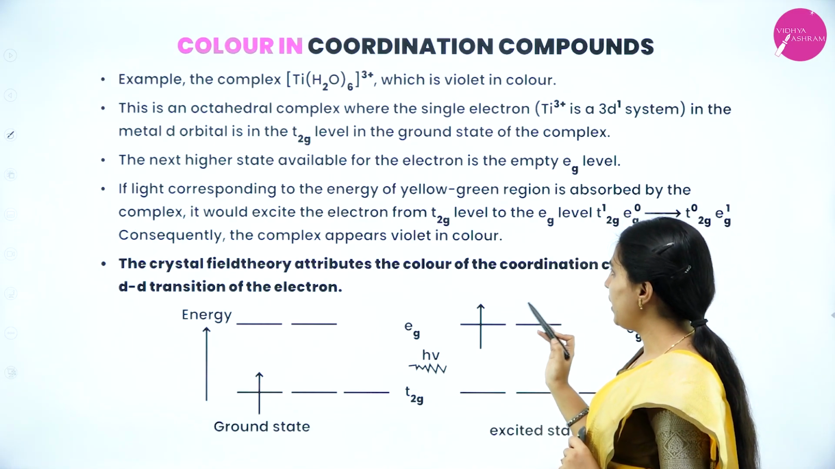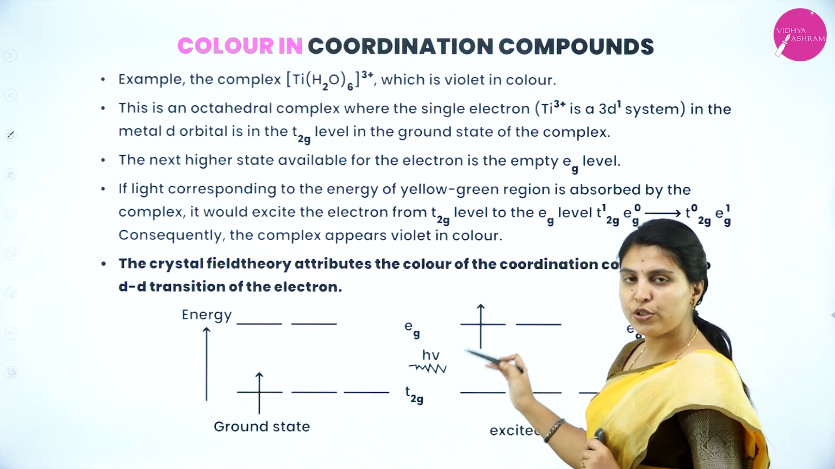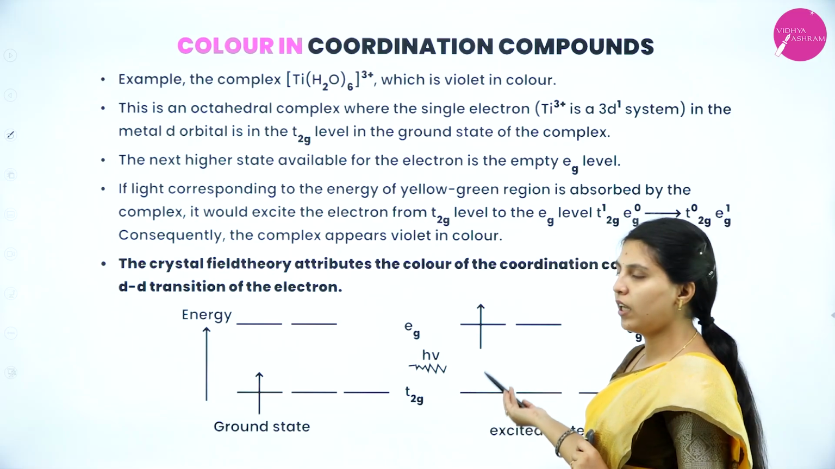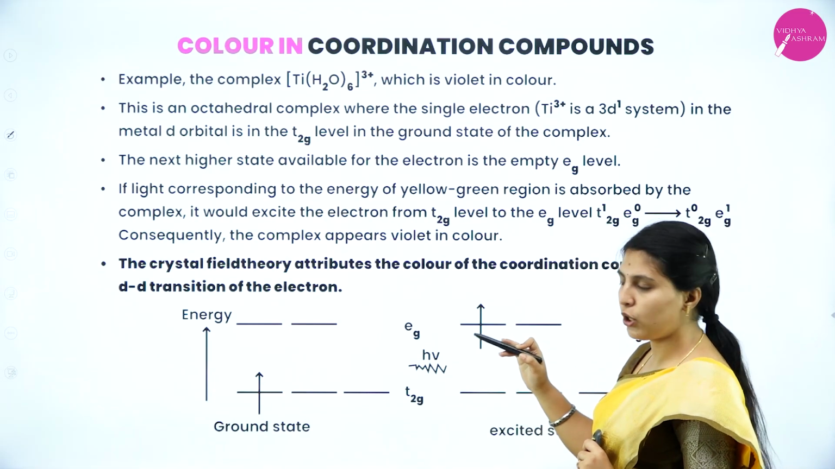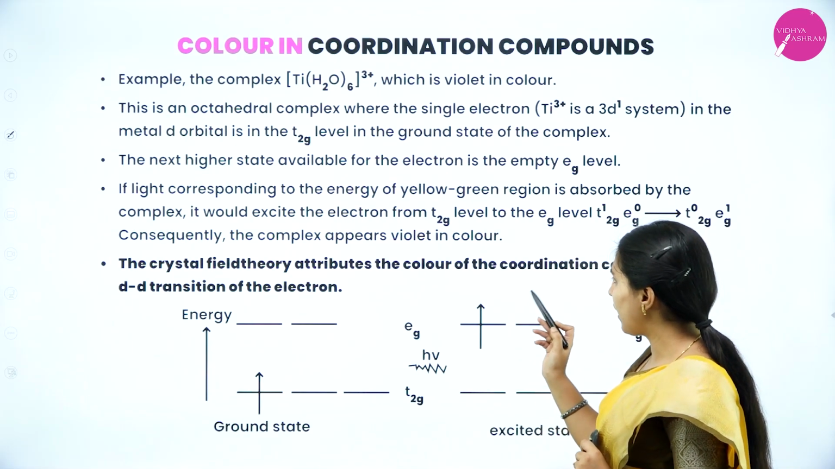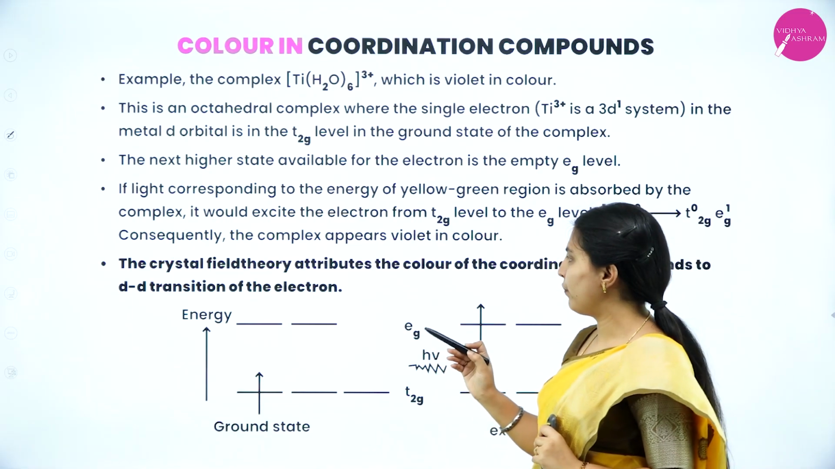Consequently, the complex appears violet in color. It has only one electron. When light falls on that complex, the electron jumps to the next Eg orbital level, and the color changes from yellow-green to violet. The crystal field theory attributes the color of coordination compounds to d-d transition of the electron.